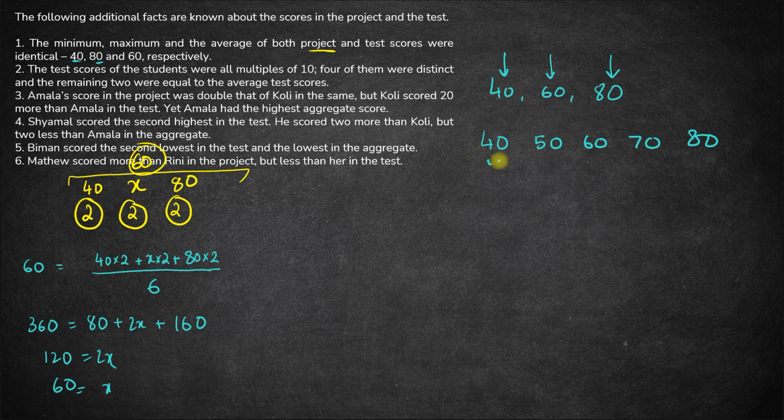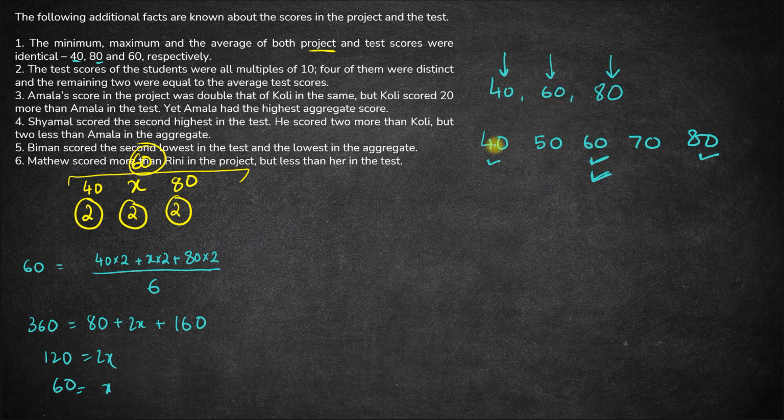So minimum is 40, maximum is 80. The score of 4 students were distinct and the remaining 2. So there are 4 people and the remaining 2, so total 6 people are there. 4 of them get distinct marks and the remaining 2 get marks equal to the average, which is 60. Right? So 2 people are getting marks equal to average and the remaining 4 get distinct marks.